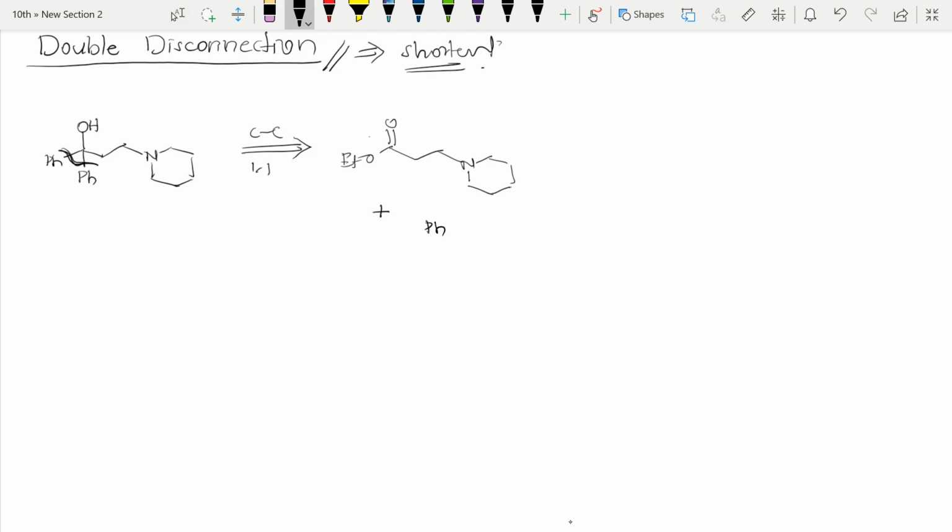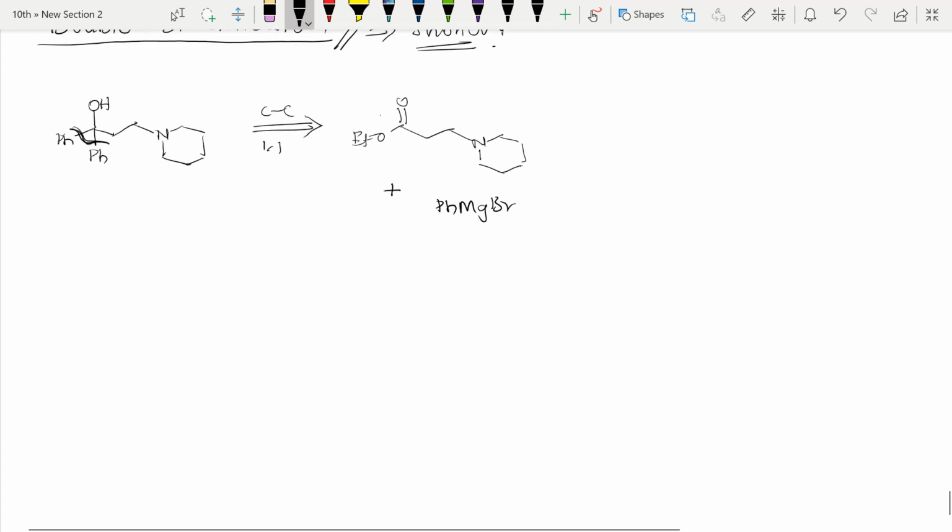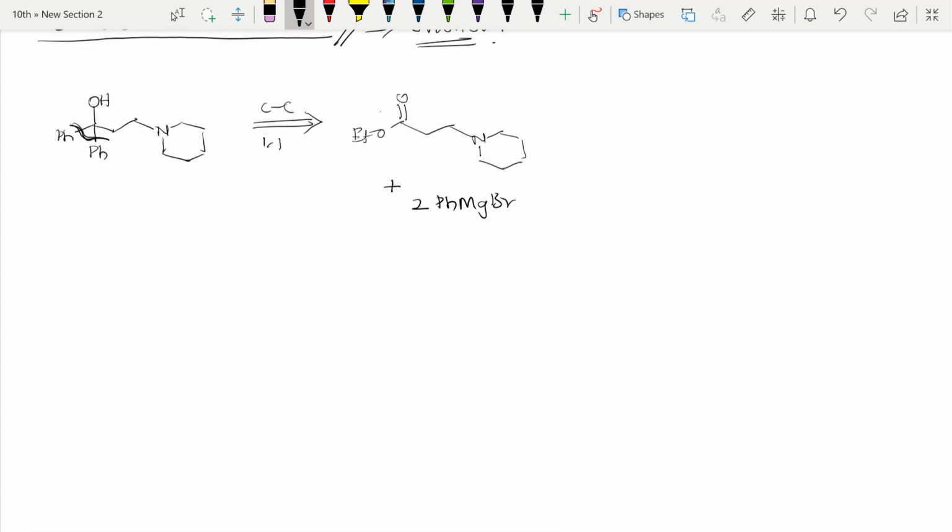I'll make them as Grignard reagent RMgX, where R here is the phenyl group, right? Two phenyl groups I need, so two molecules of Grignard reagent. So how did I get it? Just let me show that. First let me disconnect one. With this only I will disconnect one, so that for now it will be easy for you.